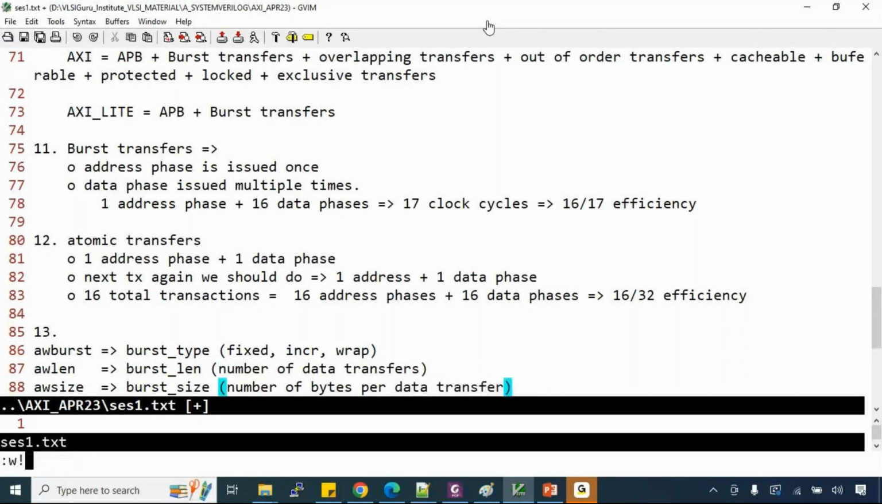Understand? Per data transfer. The way you break it up is, the overall thing is called a transaction. A transaction consists of multiple data transfers. Each data transfer consists of multiple bytes. Okay.